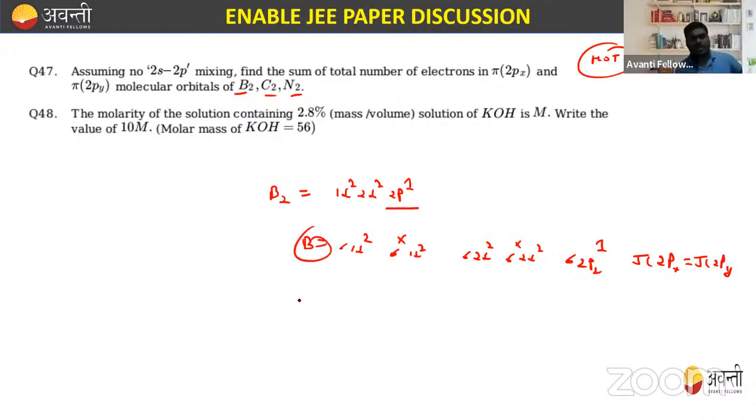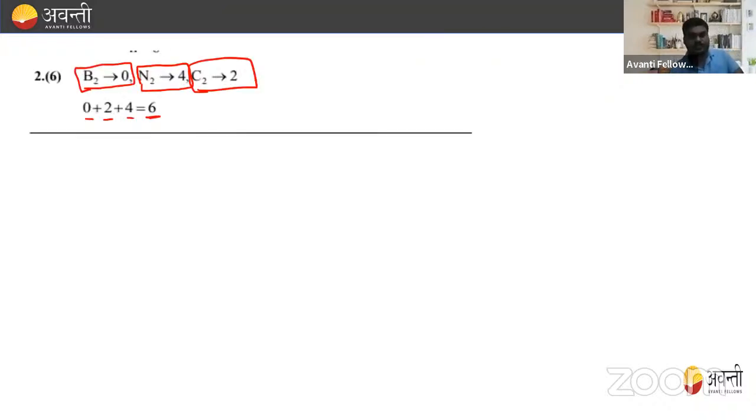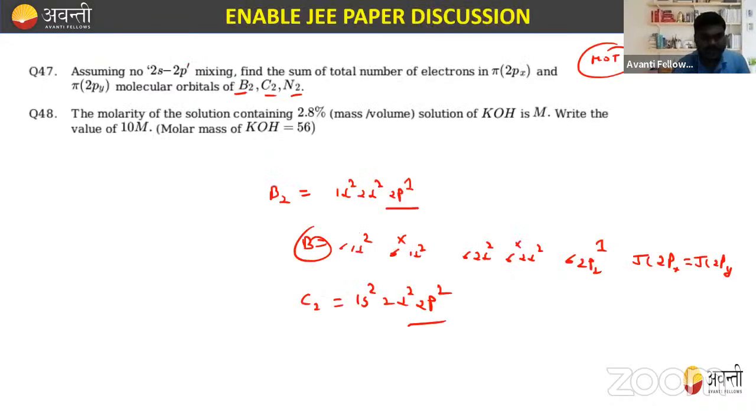On the other hand, if I'm talking about carbon, what is its electronic configuration? 1s2, 2s2, 2p2. So it has 2 electrons in pi 2px and pi 2py. Nitrogen has 4 and carbon has 2 electrons in pi 2px and pi 2py. So the total number of electrons will be 6. So this is the correct answer, right?